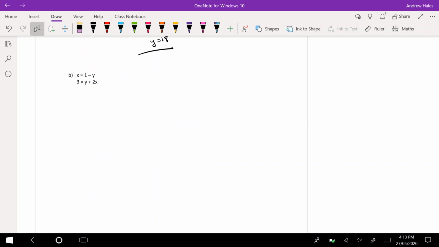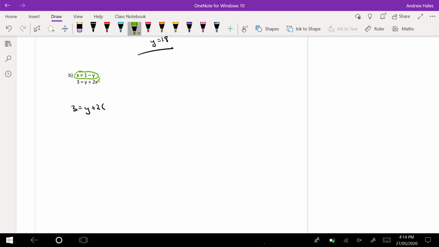Now, for the next question, we've been told what x is equal to this time. We haven't been told what y is equal to. So we're going to use that and say that x equals 1 take y. So instead of x, I'm going to write 1 take y. I put it into my problem. So 3 equals y plus 2.